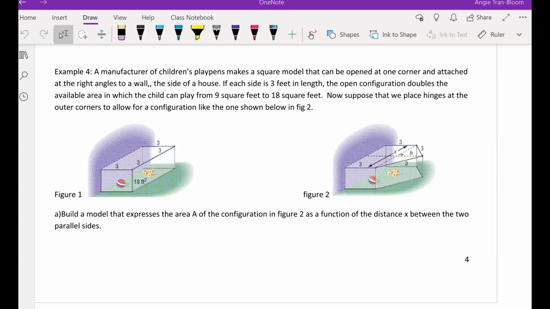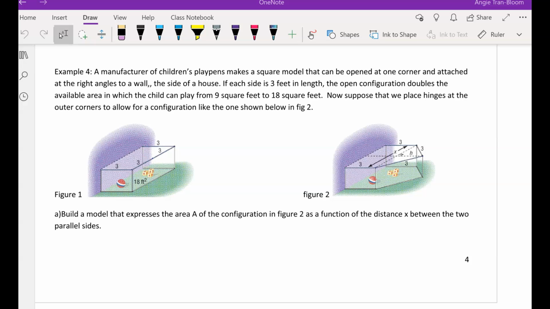Example 4. A manufacturer of children's playpens makes a square model that can be opened at one corner and attached at right angles to a wall, the side of a house. If each side is 3 feet in length, the open configuration doubles the available area in which the child can play, from 9 square feet to 18 square feet.